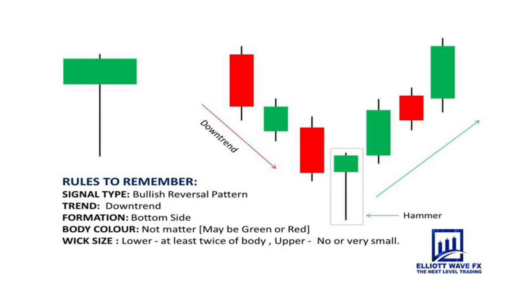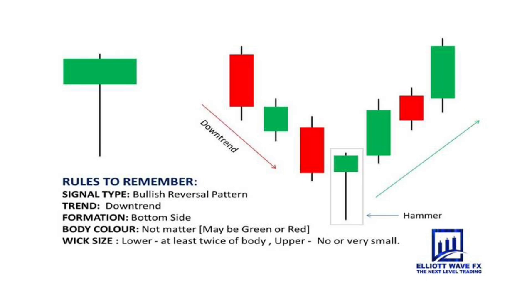Step 2. Confirm the pattern. Good traders wait for confirmation, most often in the form of a bullish candle that shortly follows the hammer and closes above the hammer's high. Additionally, increased volume on the confirmation candlestick enhances reliability. Technical indicators such as the Relative Strength Index, RSI, also offer useful confirmation.